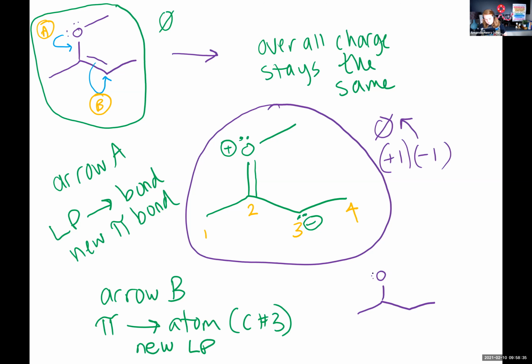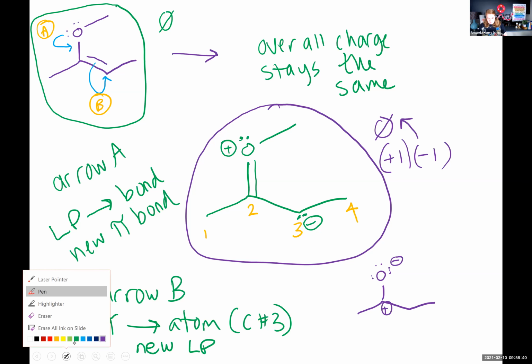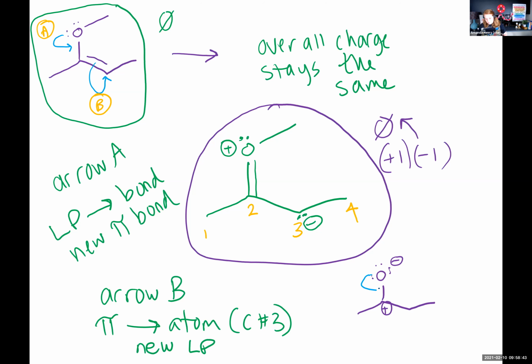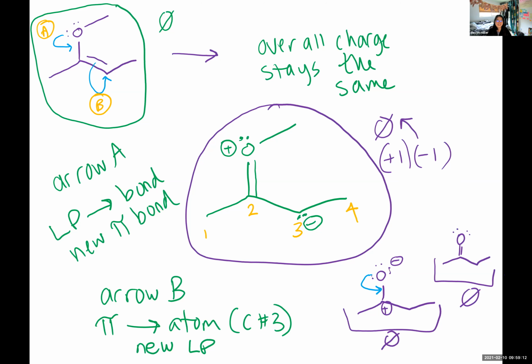So if we had something like this, a negatively charged oxygen and a positively charged carbon, if I take that lone pair and put it right there, we get this. And so we go from having a negative and a positive to something that's neutral. But again, overall, this structure was neutral. Positive and negative gives us an overall neutral structure, and we still have that overall neutral. So it could be that the charges are going away, or it could be that they're forming, depending on how those electrons move around. Okay, thank you.